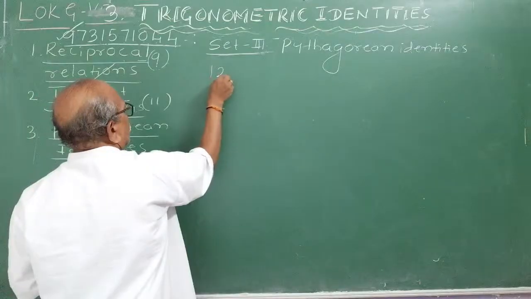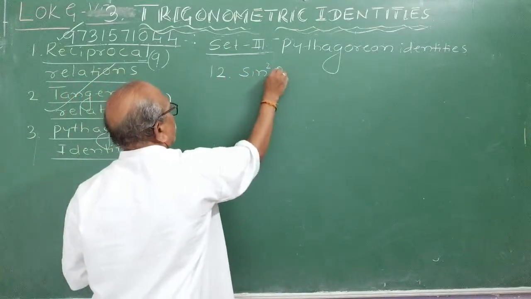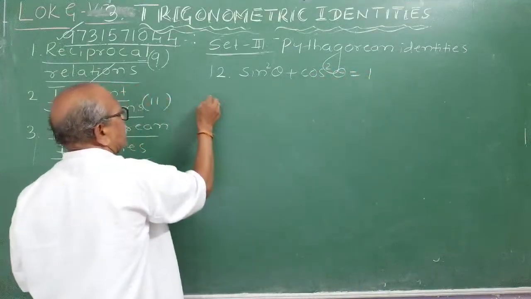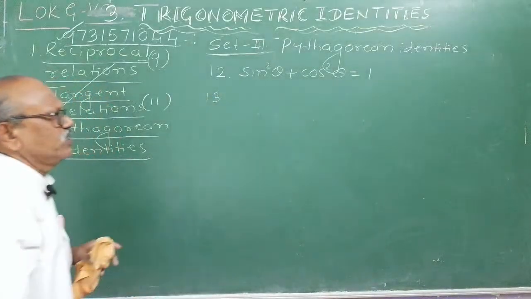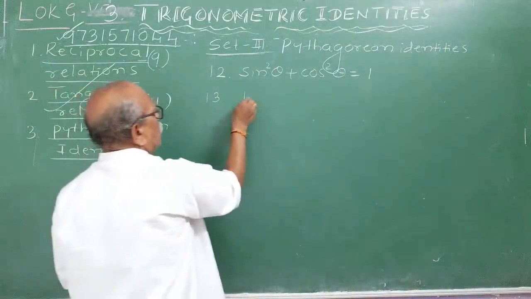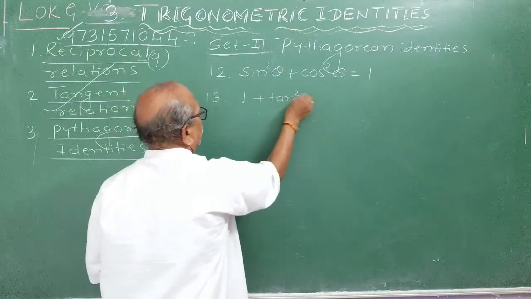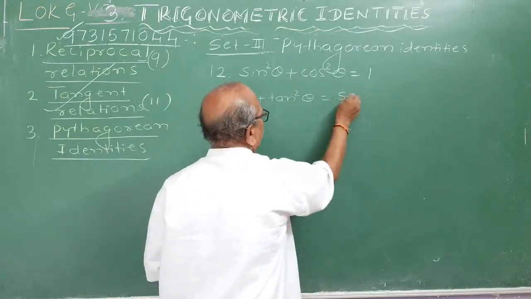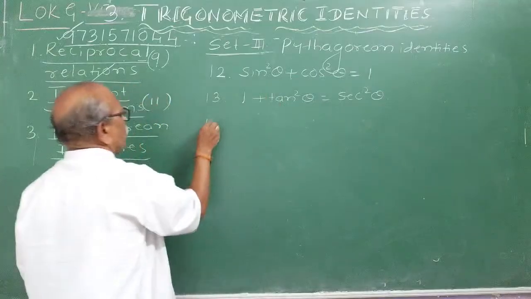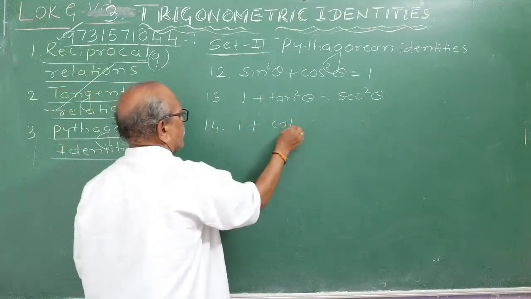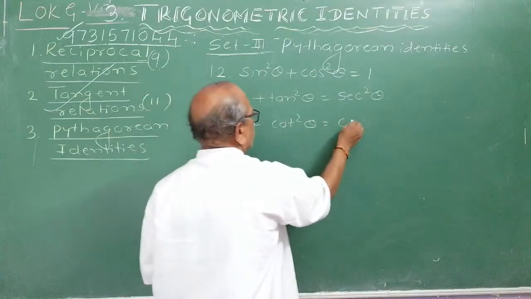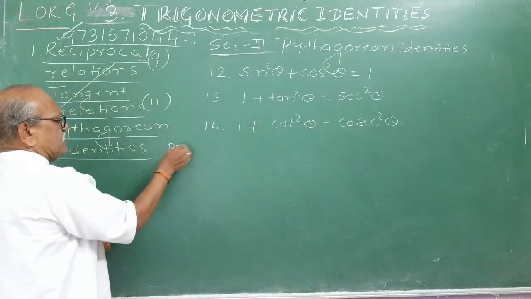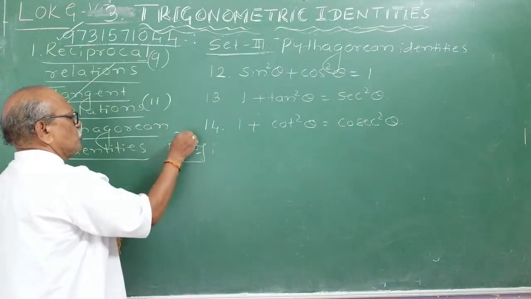Formula number 12 is sin square theta plus cos square theta is equal to 1. If you remember only this identity, you cannot solve the problems that I am giving shortly. 13th: 1 plus tan square theta is equal to sec square theta. 14th one, 1 plus cot square theta is equal to cosec square theta. These are basic identities. Generally for 10th class, they will be asked for 2 marks to prove this.